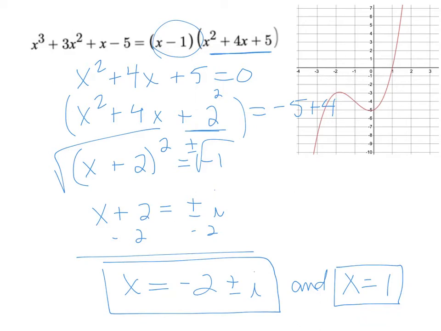And don't forget, imaginary roots always come in pairs because of the plus or minus, which happens when you complete the square and also when you use the quadratic formula. Plus or minus the square root.